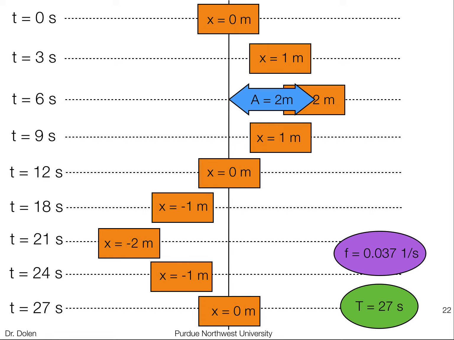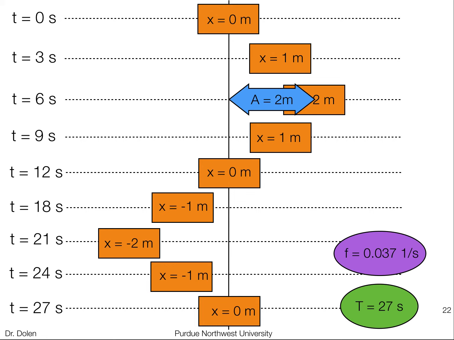The frequency is just 1 over the period. This is a really slow oscillation. It takes 27 seconds to do one complete cycle. So the frequency is a very small number. It's a fraction of an oscillation per second. And it turns out 1 over 27 is 0.037 per second, or 0.037 hertz.